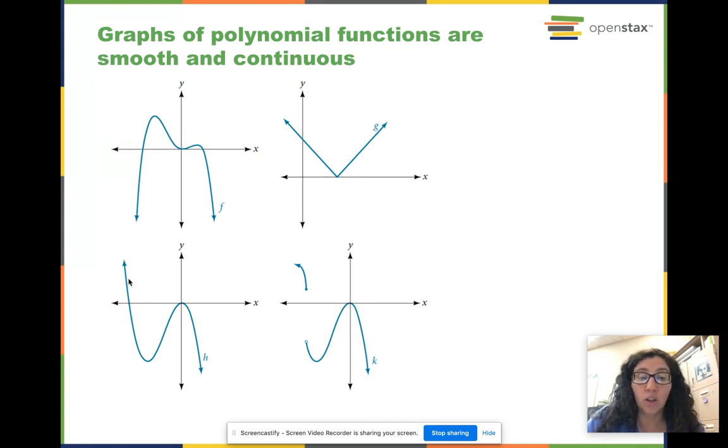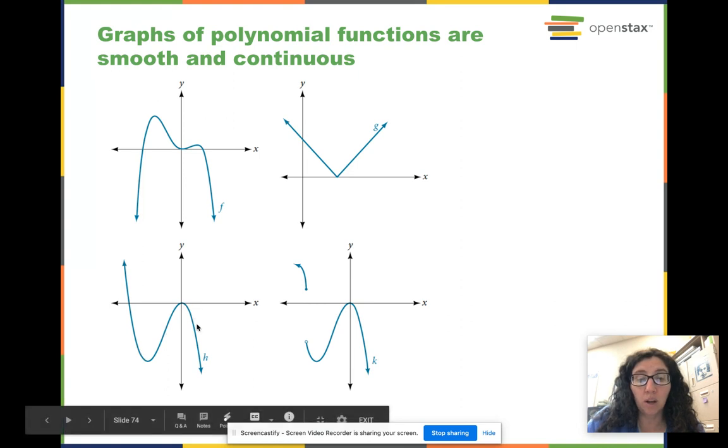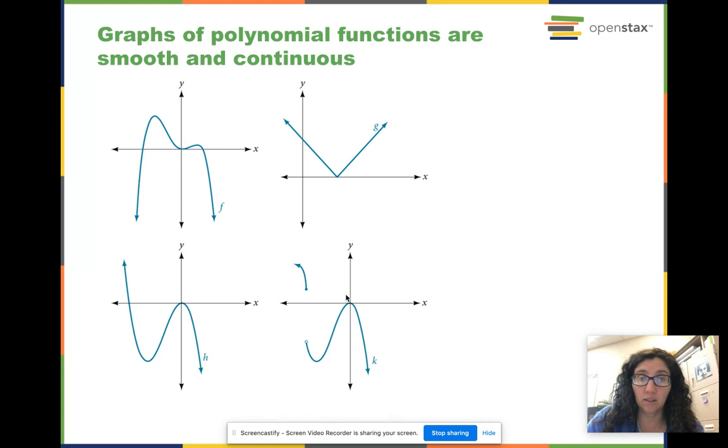Continuous means you can draw the whole thing without picking up your pencil. For example, this function has a big jump, so this is not continuous. These two functions might be graphs of polynomials. These could not, because this is not smooth and this is not continuous. So when we draw graphs of polynomials, we always draw them as nice smooth curves and as continuous functions.